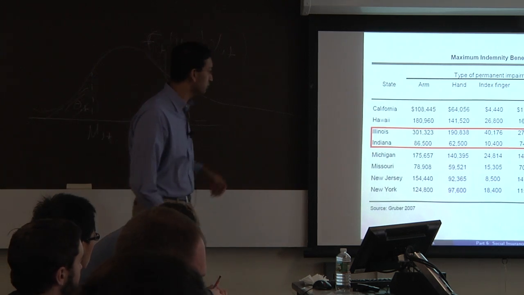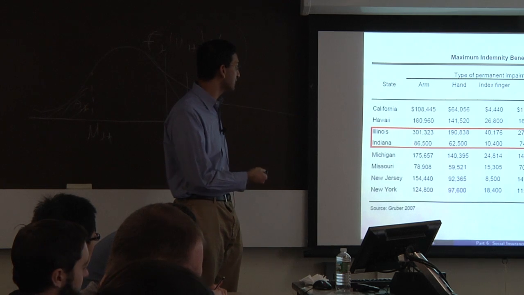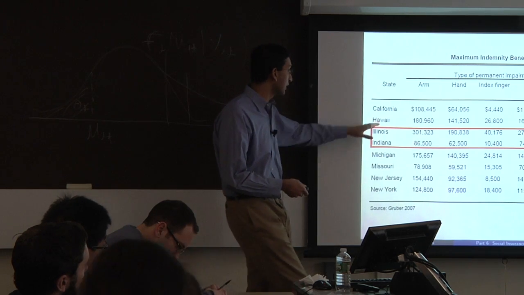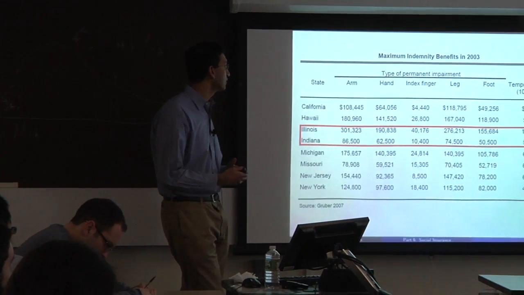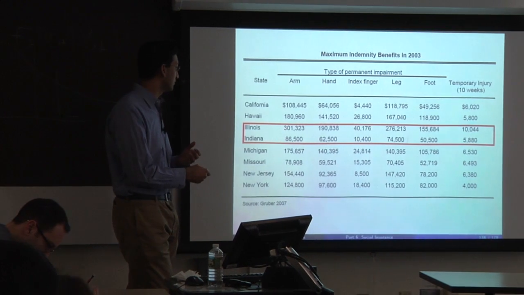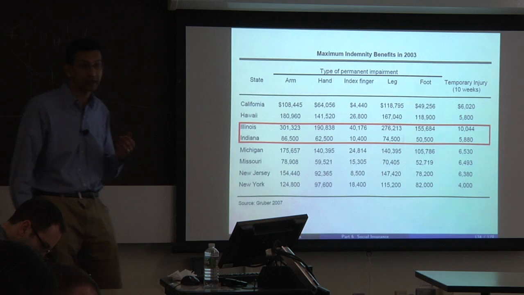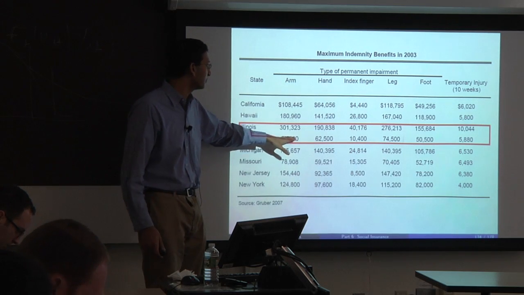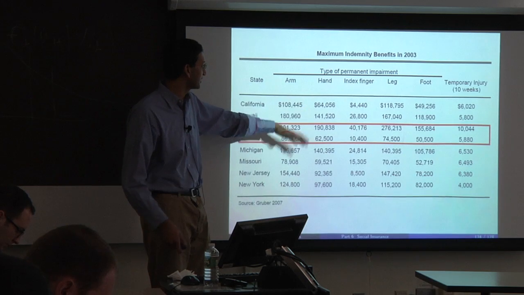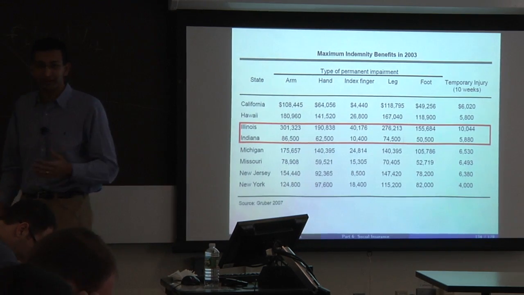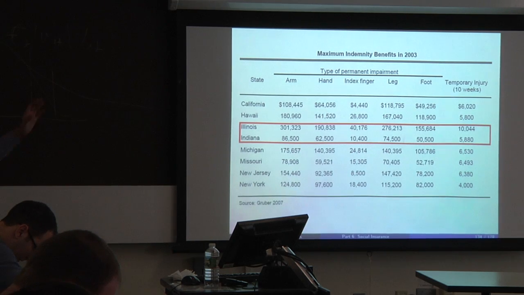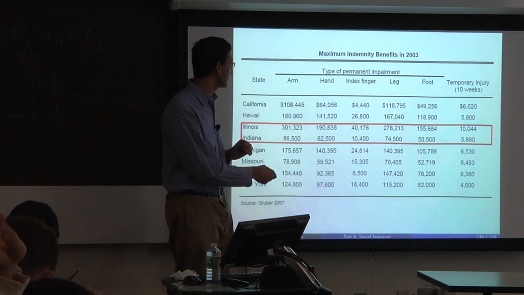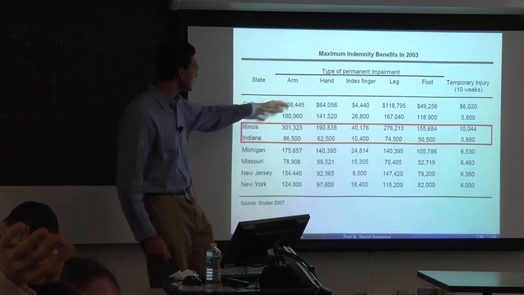So this table, which is from Gruber's textbook, shows you sort of the price of various different things that can happen to you. For instance, in Illinois, if you lose your arm while you're at work, you get a benefit of $300,000, whereas in Indiana, you only get $86,000 for your arm. In contrast, for other things, it's totally different across the states. So there's tremendous variation across states for these different body parts, and that is the more sort of gory part of the table.